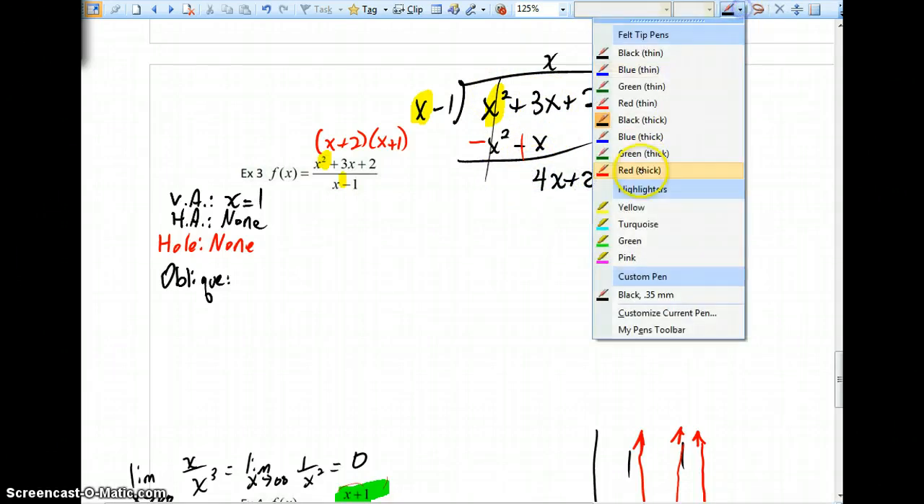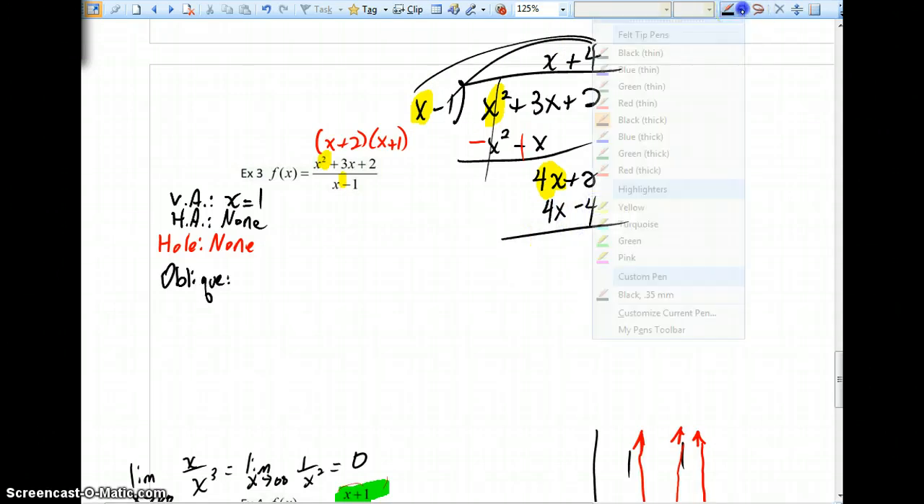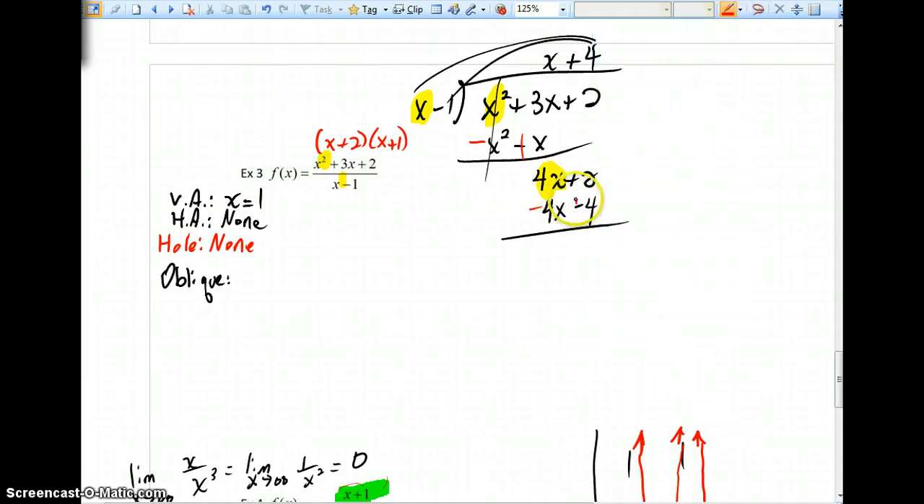Then we play the matching game once again. We'd say what times x out in front would get us 4x. Thankfully, we just have this last step. We have a plus 4. We have to distribute. We get 4x minus 4. Here we go again. Change both signs. This is gone. 2 plus 4 is 6. Now, right now, you could say that the quotient is x plus 4. The remainder is 6, but we'd write it as 6 all over x minus 1.